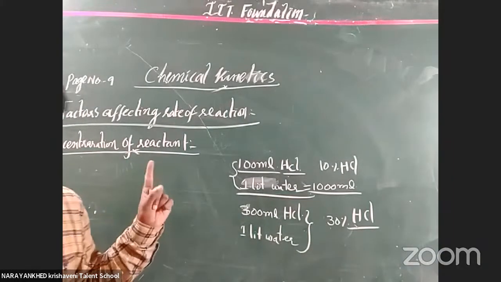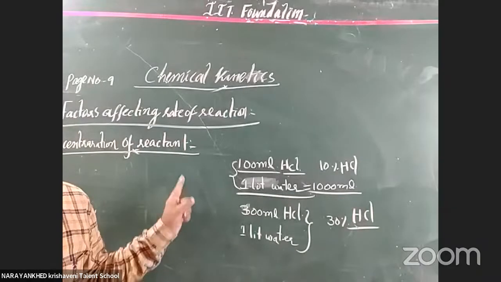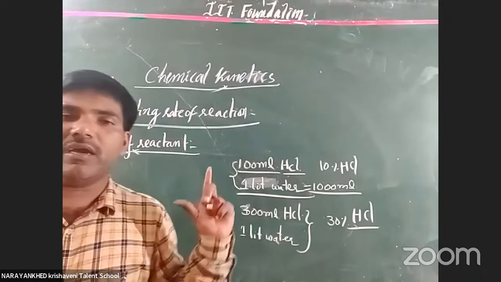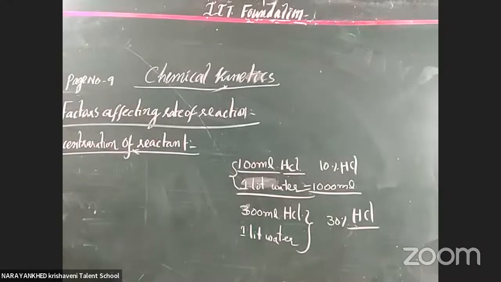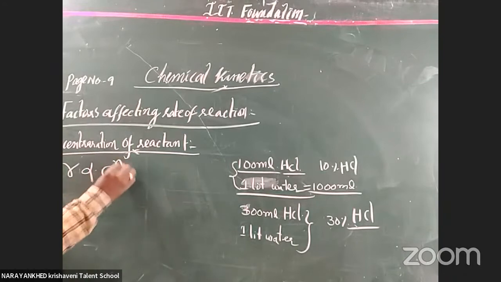This concentration of our reactants influences what? It influences the chemical reaction rate. How it is affected is important for us. The rate of reaction is directly proportional to the concentration of the reactant. Got it or not?